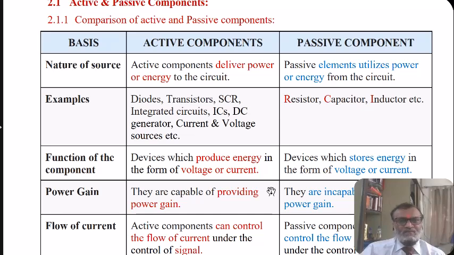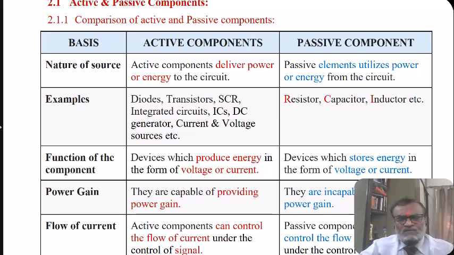On the basis of nature of the source, the active components are the components that deliver power or energy to the circuits, whereas passive components are the components which utilize the power or energy from the circuit. Typical examples of active components are diode, transistors, SCR, integrated circuit, DC generators, current and voltage sources. Whereas passive components are resistance, capacitance, and inductors.